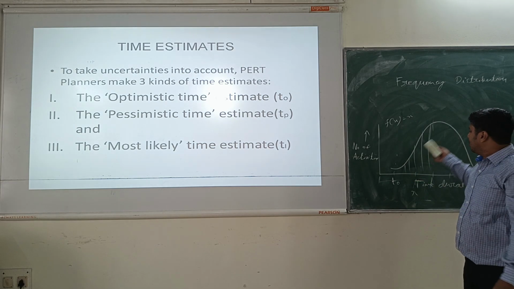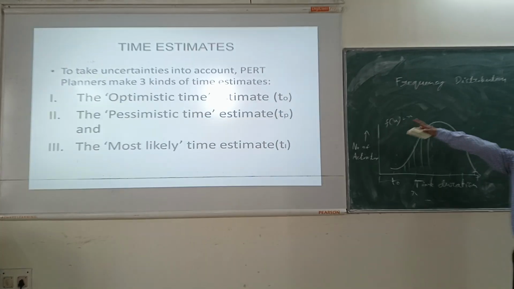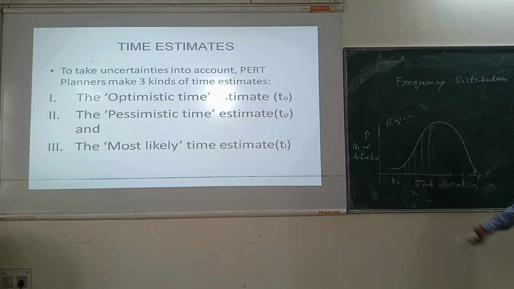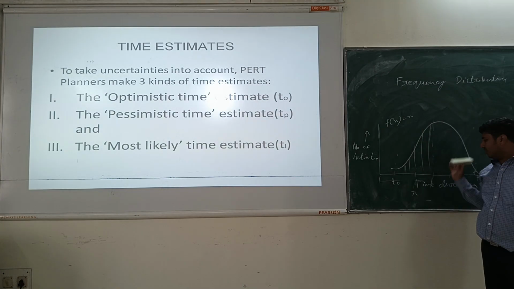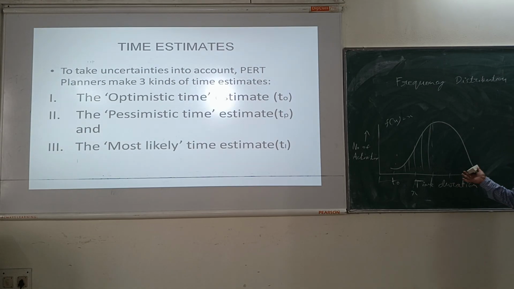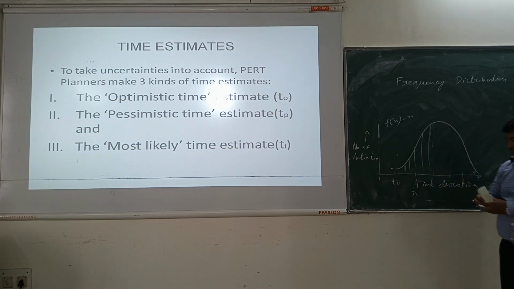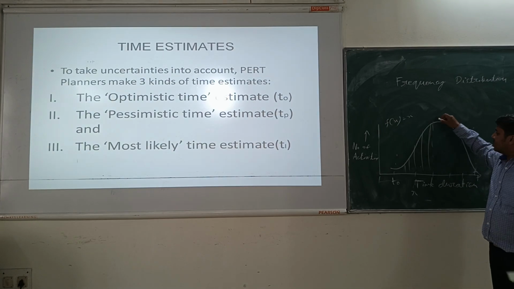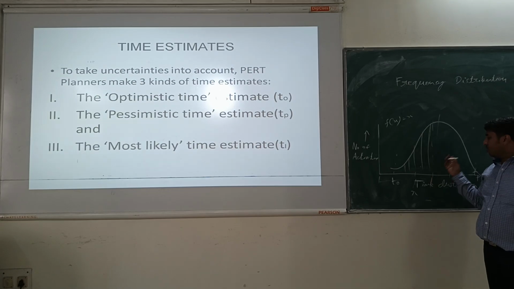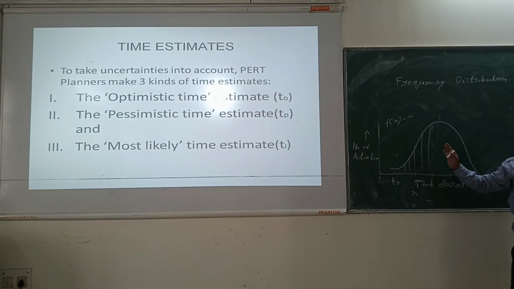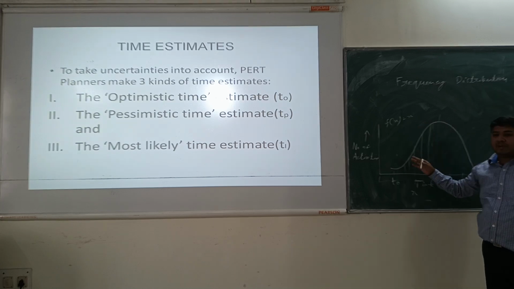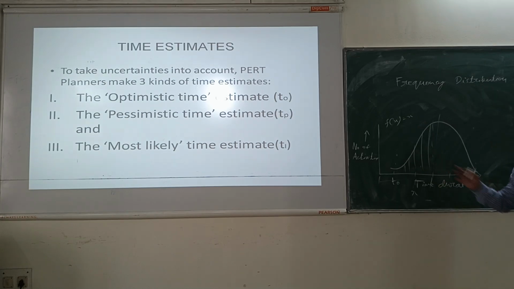So this is the concept of the optimistic time, which finishes earliest, or the pessimistic time, which takes longer, and somewhere in between the most probable time, where the activity has the highest chance to get finished, would be your most likely time. This is how the time estimates can be divided into these three segments.